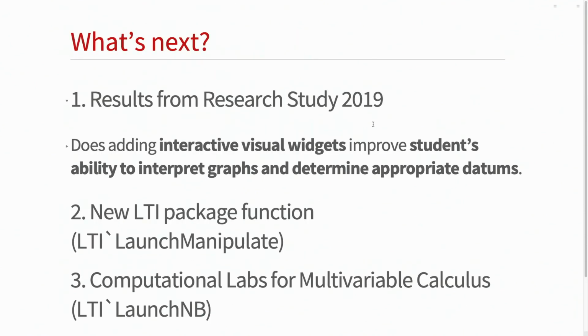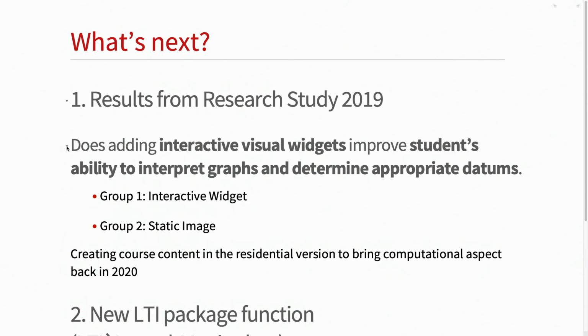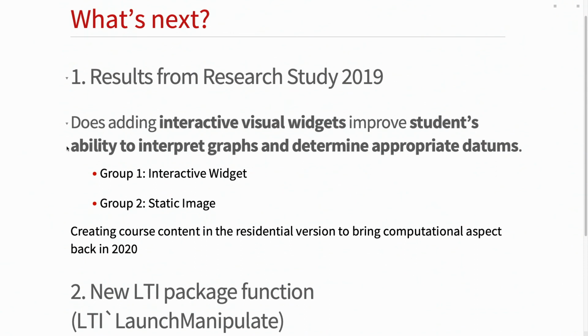So what's next? We've changed the premise of our study. We were looking at both visual widgets and coding and how that changes how students learn in the classroom. And we've changed our premise to now just looking at the visual widgets, which allowed us to break it down into 2 groups instead of 5. And then we're also adding coding instruction into the residential version of this class because this is an online class. And so in 2020, we should be able to then take that coding instruction and incorporate it into the study.